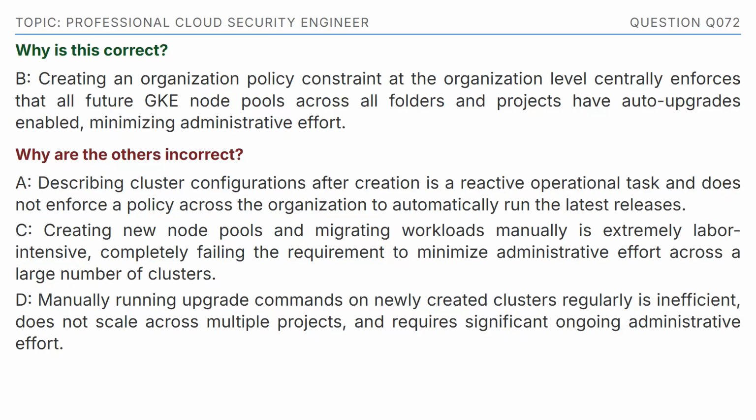Why is this correct? B. Creating an organization policy constraint at the organization level centrally enforces that all future GKE node pools across all folders and projects have auto-upgrades enabled, minimizing administrative effort.